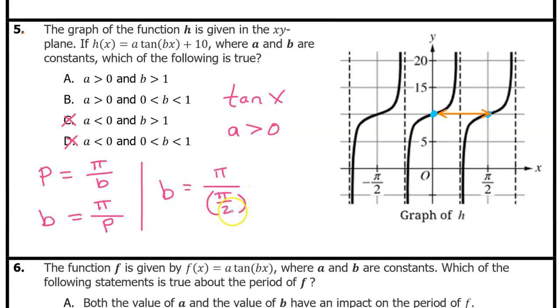That means that the b value will be pi divided by pi over 2. When you divide by a fraction, you multiply by the reciprocal. So b will equal pi times 2 over pi. The pi's will cancel out, and you get b is equal to 2. This is clearly greater than 1. That means the answer is A.